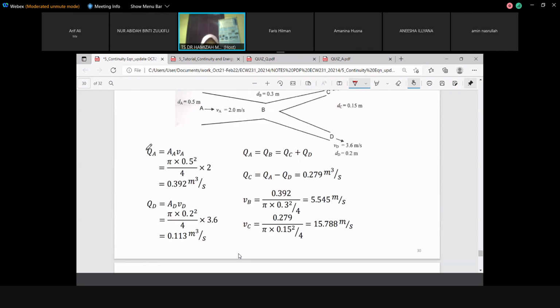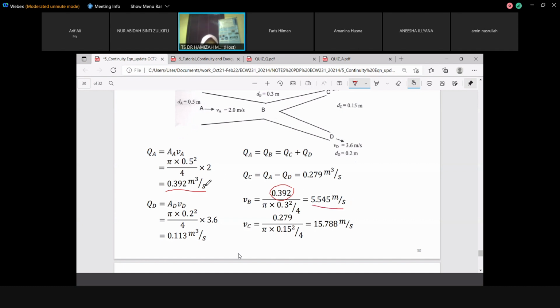So this one they calculate the QA, dapat 0.392. So QA ni sama je dengan QB. Okay, that's why when we find the VB, kita guna Q dia adalah 0.392. So dapatlah velocity at point B.